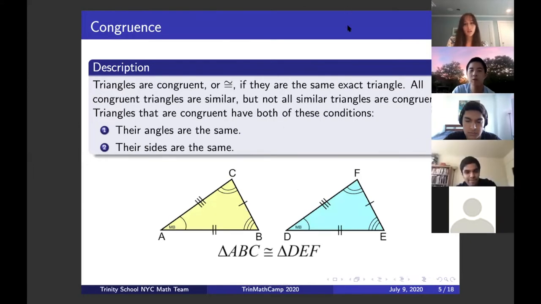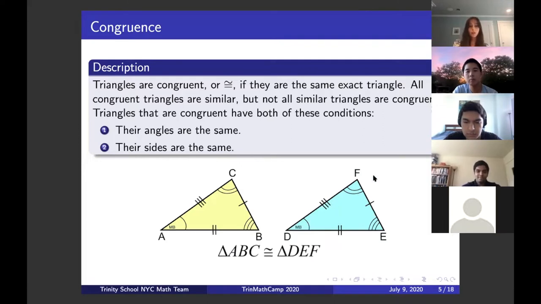So congruent triangles, or the symbol with the squiggly line above an equal sign, really means that they are the same exact triangle. So all congruent triangles are similar, but not all similar triangles are congruent. And triangles are congruent if they meet both of these conditions, right? Their angles are the same, just like with similar triangles, but the difference is that the sides are also the exact same. So when you're looking at congruent triangles, you can just imagine if you took one triangle and rotated it some random way, even if they might look different, if I can show that all of their angles are the same and all of their sides are the same, then we know that they're congruent.